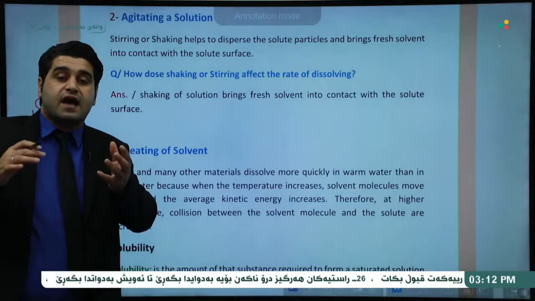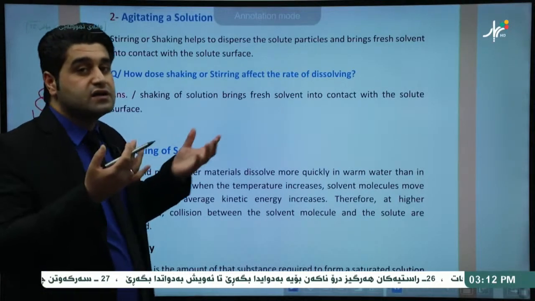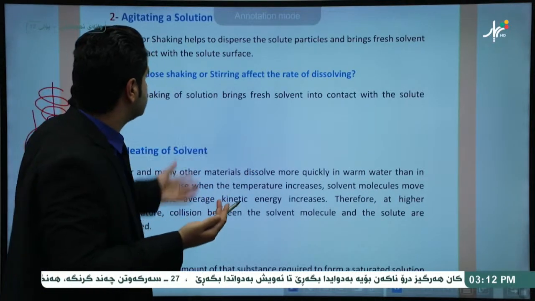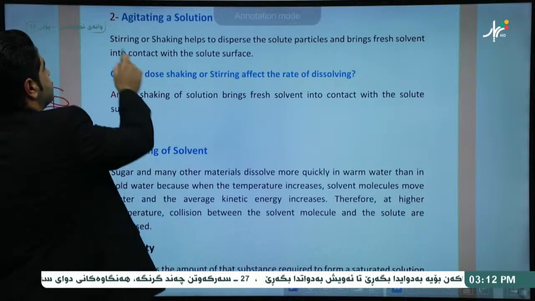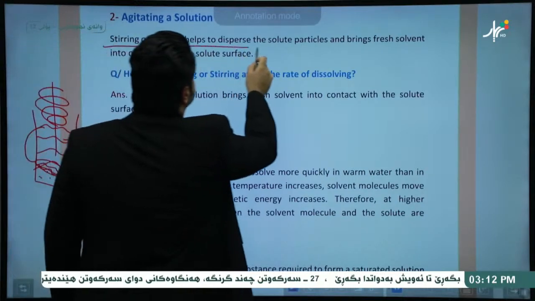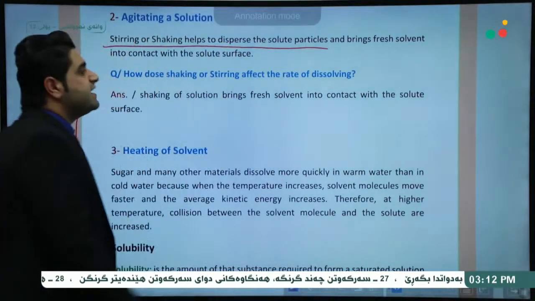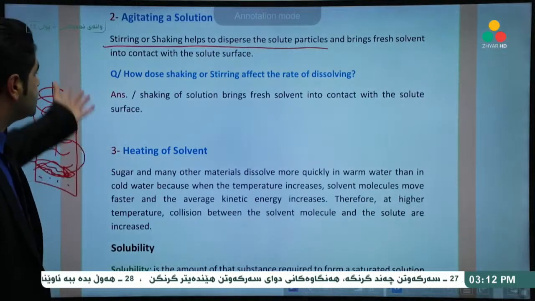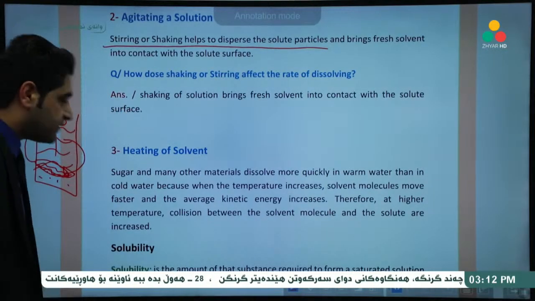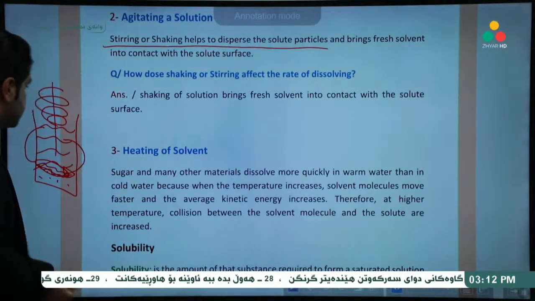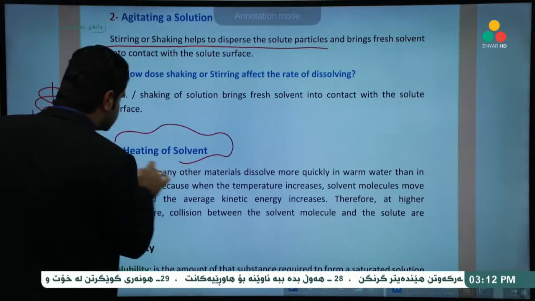Agitating brings a fresh solvent to the solute. Then the rate of dissolution becomes faster. So stirring and shaking help disperse the solid particles and bring fresh solvent into contact with the solid. That's why the rate of dissolution increases. The last one is the heating of the solvent.